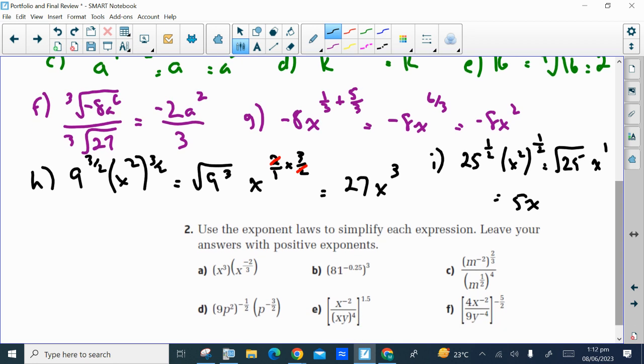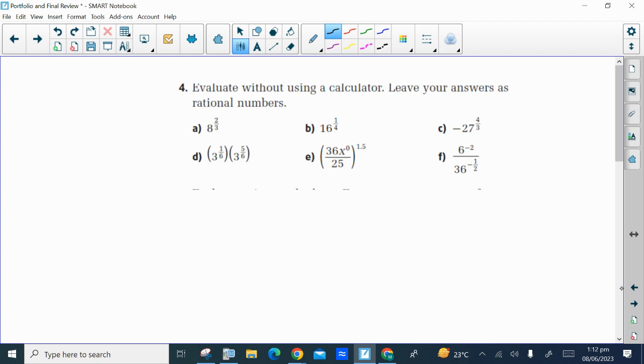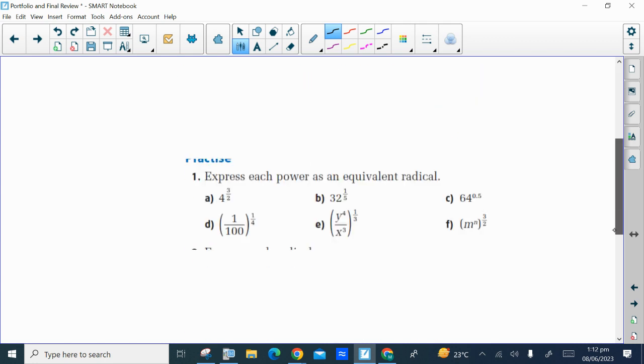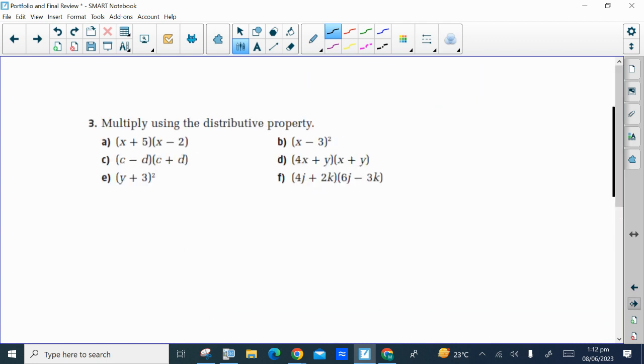Okay, I'm going to go on to the next page and the next page after that. Let's do some questions where we are multiplying polynomials. We did these using the distributive property. We took the x and the x plus 5 and multiplied it by x minus 2, and then the positive 5 from the x plus 5, also multiply that by x minus 2.